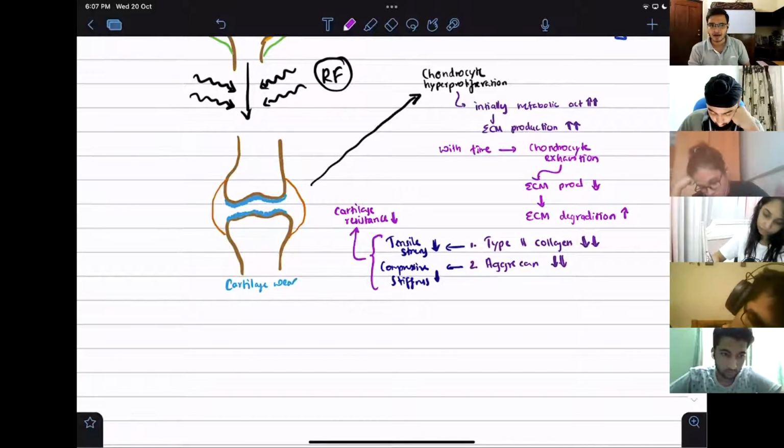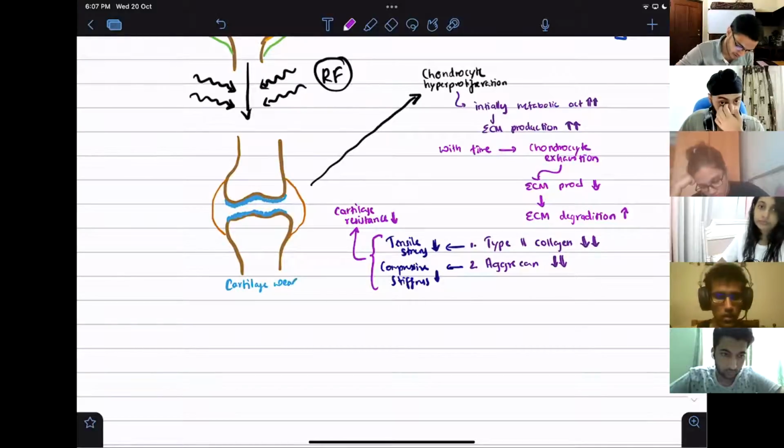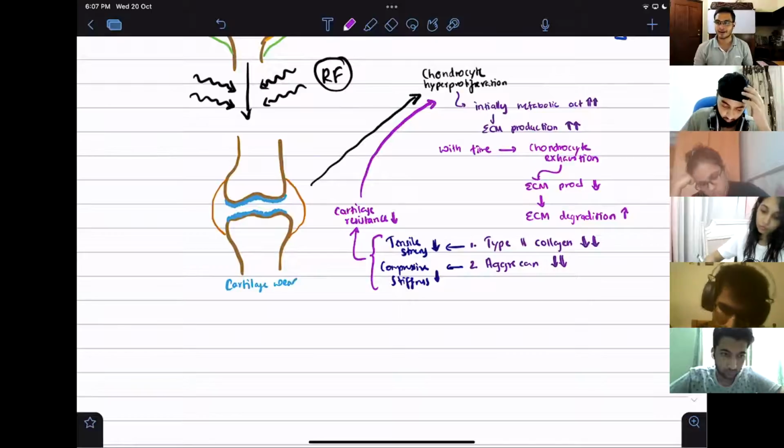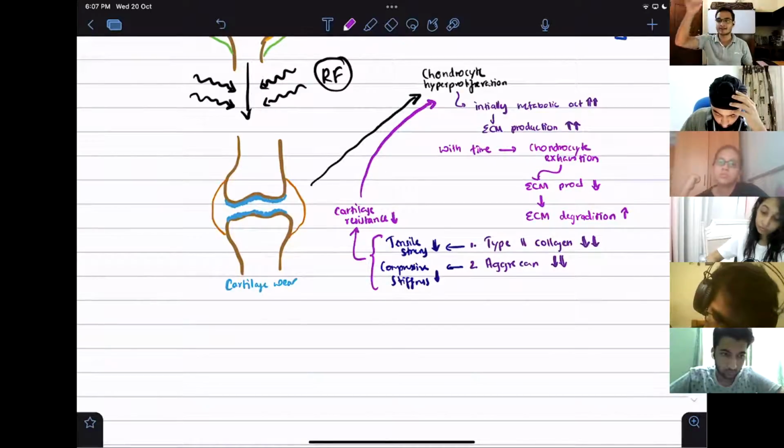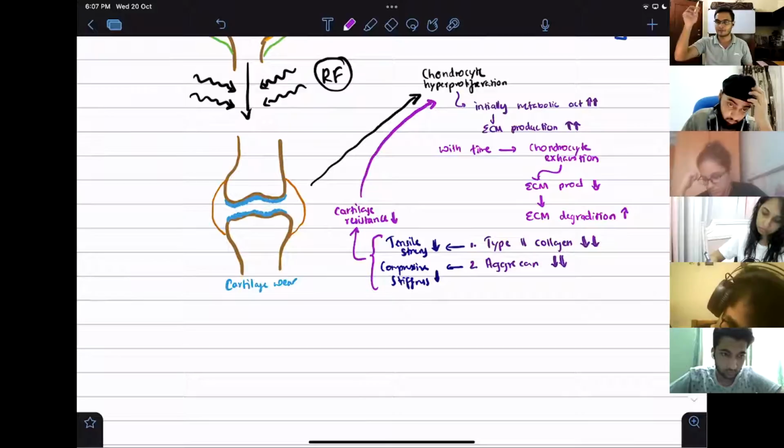Then what happens? Cartilage wears down more. What happens when cartilage wear happens? Chondrocytes hyperproliferate, right? Now, can you see, guys? This is sort of like a vicious cycle, right?